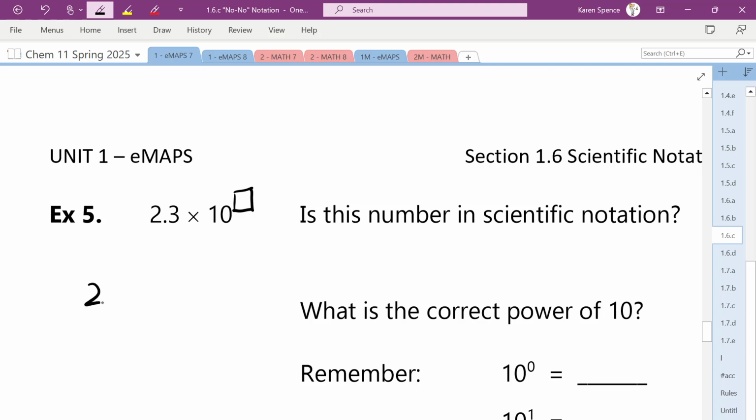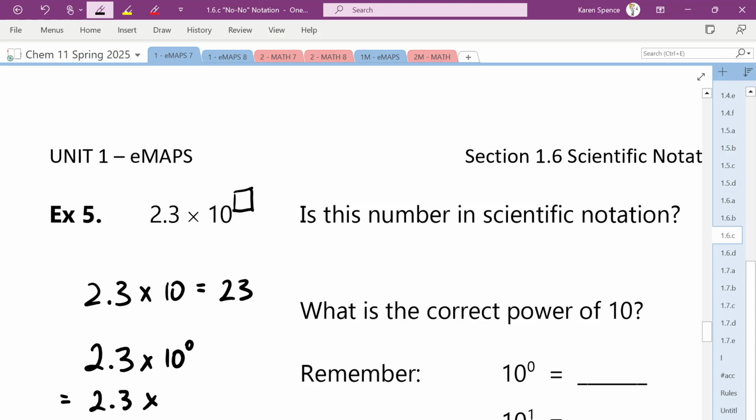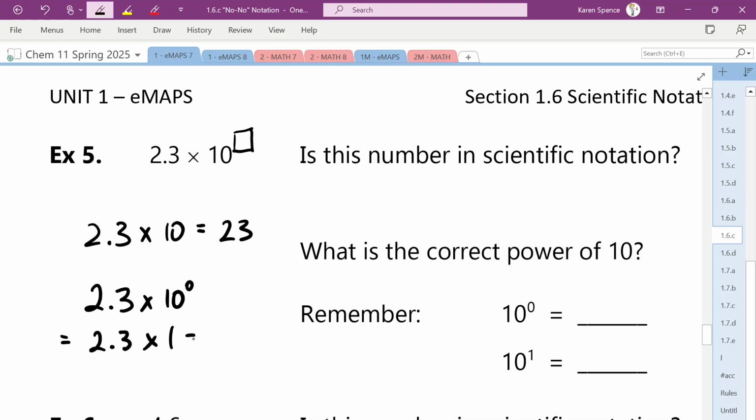Now I want you to think about this. 2.3 times 10 is equal to 23. So if we put 2.3 times 10 to the 0, that is 2.3 times 10 to the what? Times what? Times 1, which is 2.3. So do we want a 0 there? No, and I'll let you know on the quiz regarding scientific notation, everybody gets this question wrong. Because they want to put a 0 here, but it's not a 0, it is a 1. Okay, so if it just says times 10, that means times 10 to the 1.